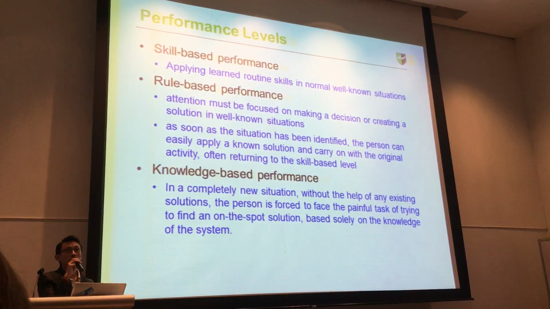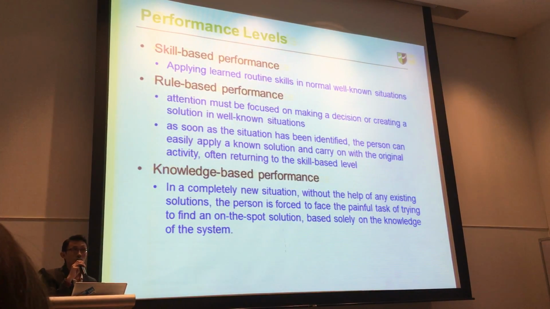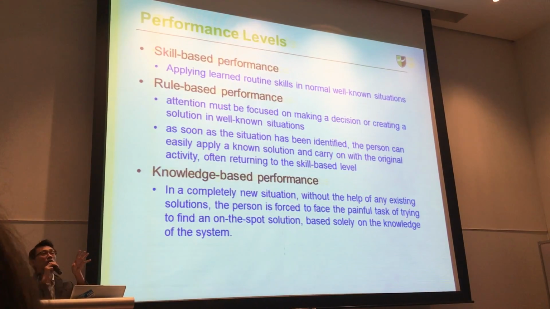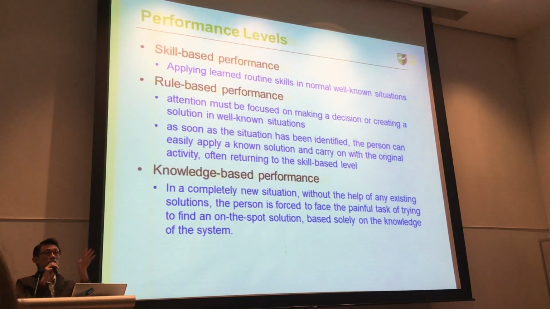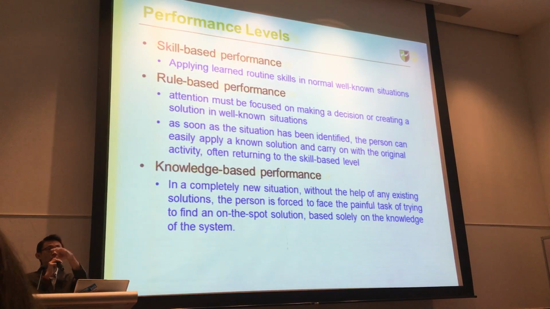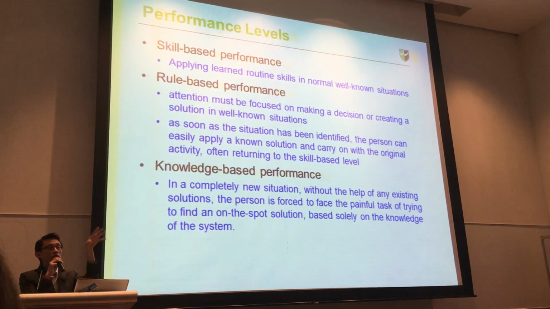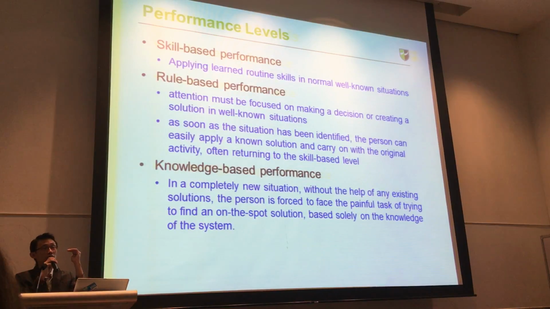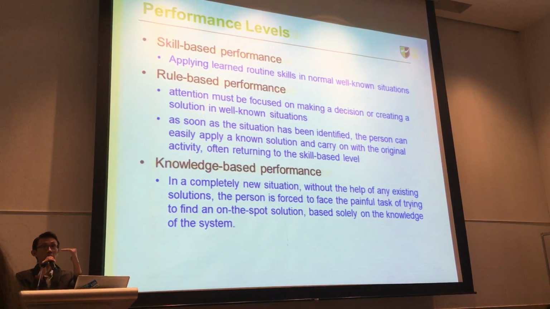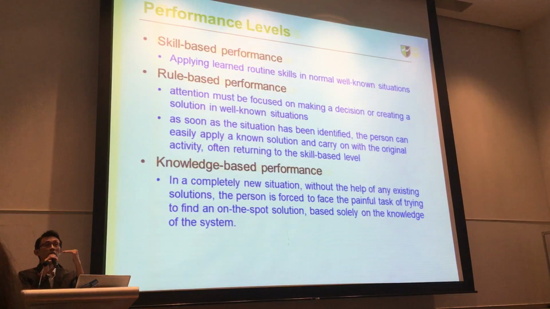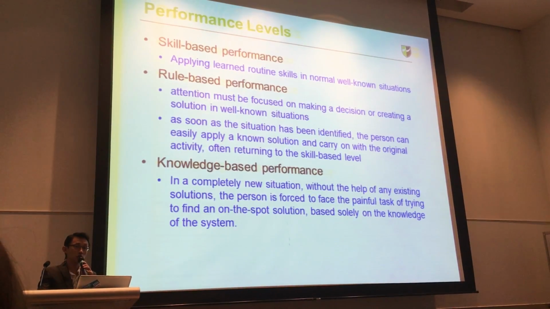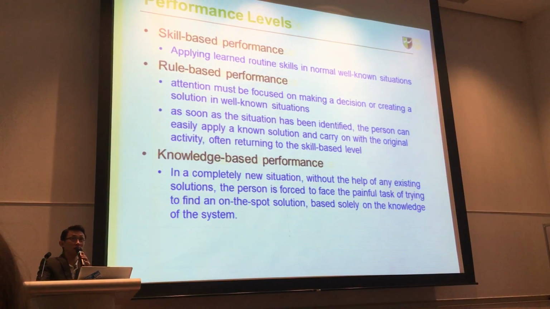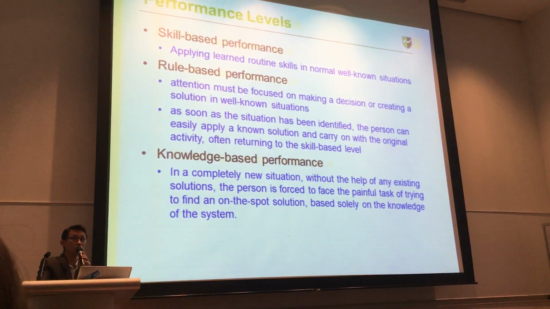Something like an oil leak in an aircraft engine has happened many times, so people have already documented it and come up with sets of rules. If you see this, do this. If you see that, do that. Ultimately, that set of rules is going to bring you to the solution. But in between, you have to make some very minor, yes-and-no kind of decisions. That is applying a solution to a well-known situation, a situation that has happened before. So that is rule-based knowledge.